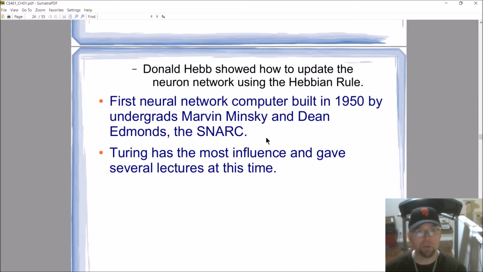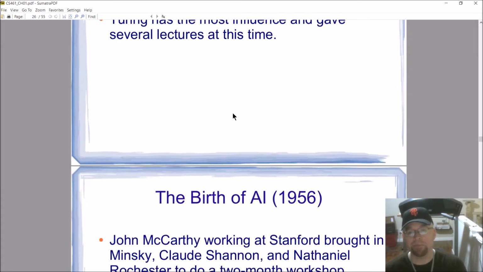Now, Alan Turing, whom we talked about in a previous video, was going around giving lectures on artificial intelligence during this era, and as you can imagine, he had the most influence at that time.